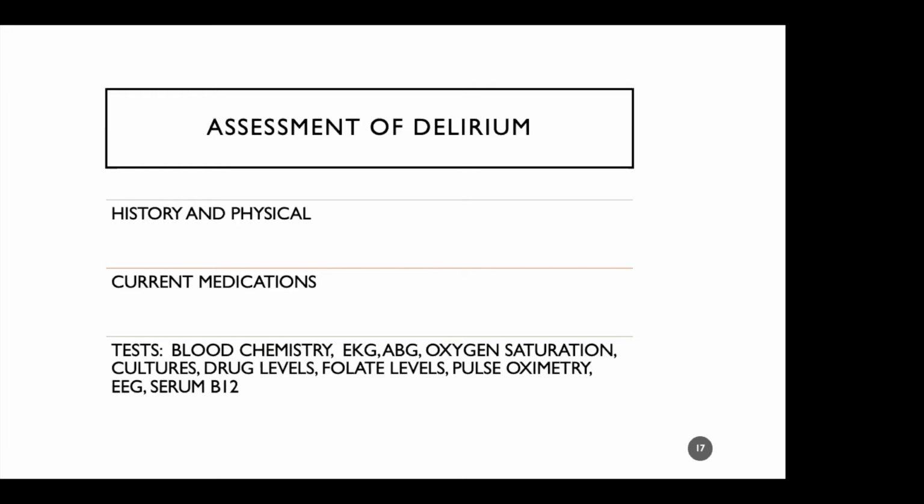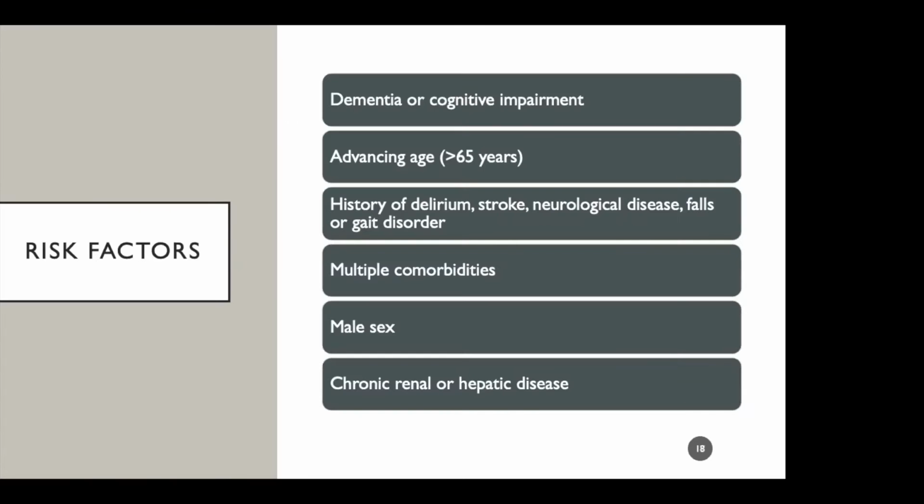For example, B12 and folate deficiency can cause memory issues, and you can look like you have a dementia. So knowing what your B12 level is as part of your assessment, if you're a nurse practitioner or something, ordering that is really a good thing. So, next slide, here are some risk factors.